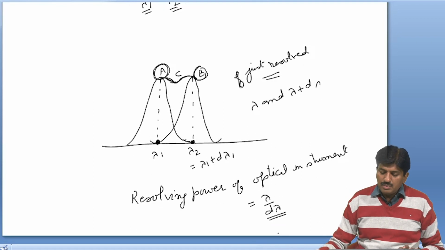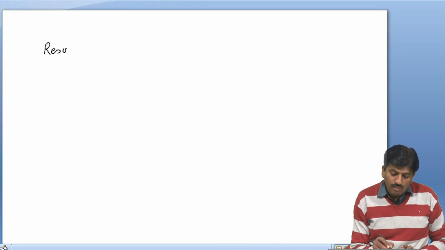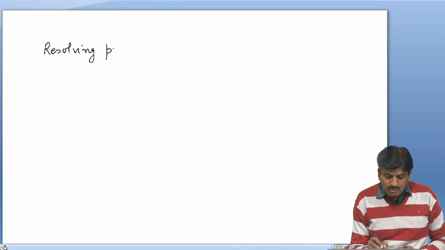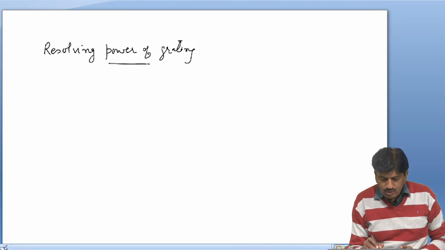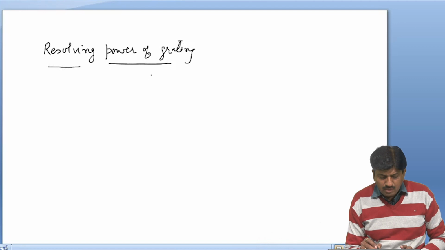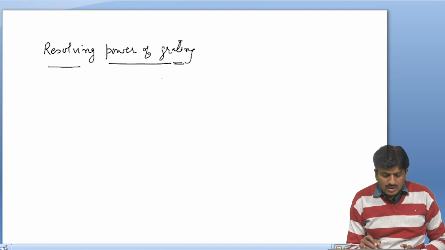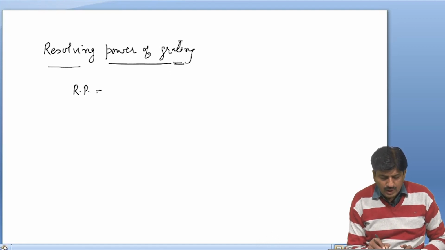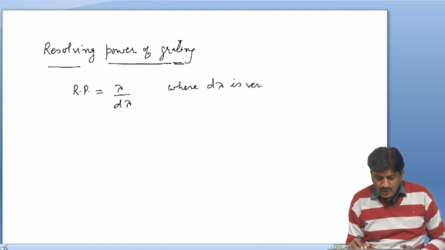Now we will discuss the resolving power of grating. Resolving power of diffraction grating. The resolving power of a diffraction grating represents its ability to form separate spectral lines for wavelengths very close together. Suppose the resolving power of an optical instrument is represented by lambda upon d lambda, where d lambda is very small and can be just resolved at wavelength lambda.